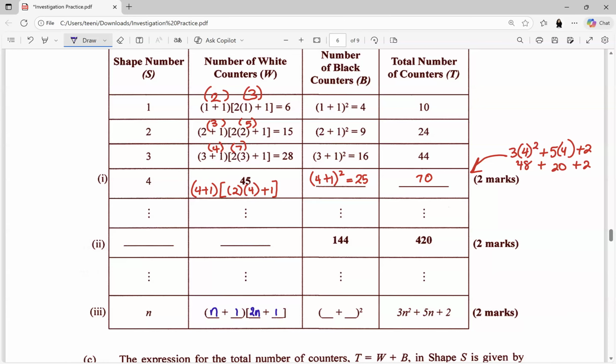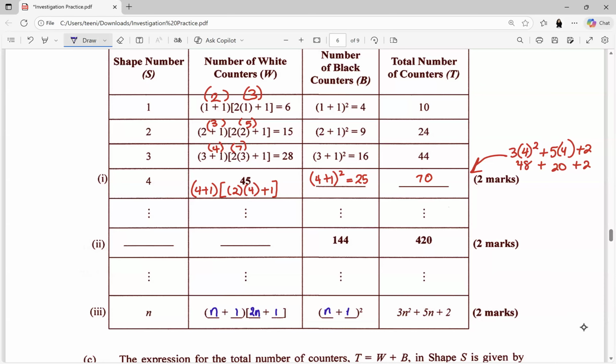That's what the rule is. N plus 1, as you could see, when the shape number was 2, it was 2 plus 1, that's n plus 1. Multiply by 2 times the shape number again, which is 2 plus 1. So when the shape number was 3, it was 3 plus 1, that's n plus 1. Multiply by 2 times 3 plus 1, which is 2n plus 1. And then for the number of black counters, it's the shape number n plus 1 all to be squared.